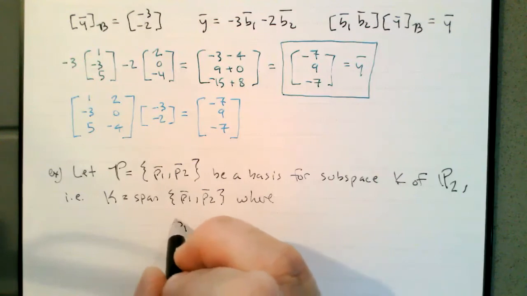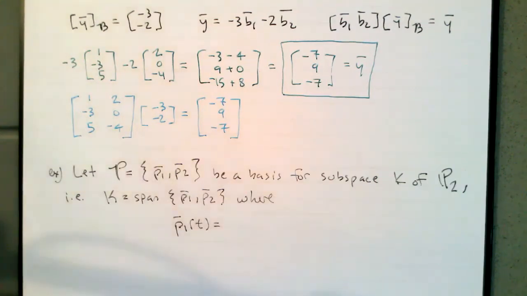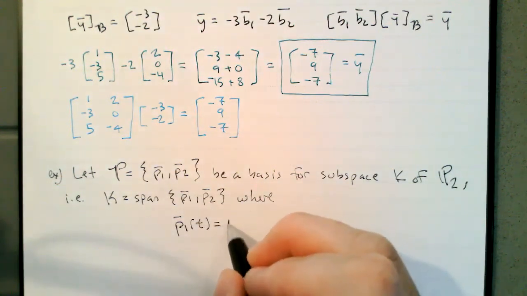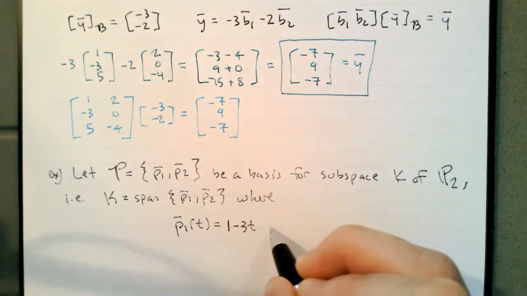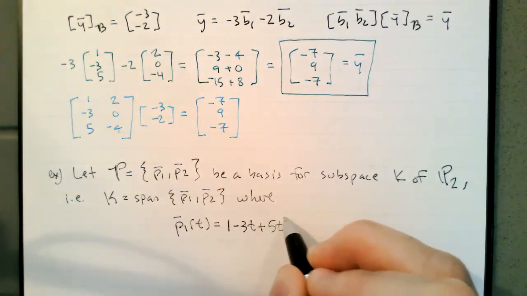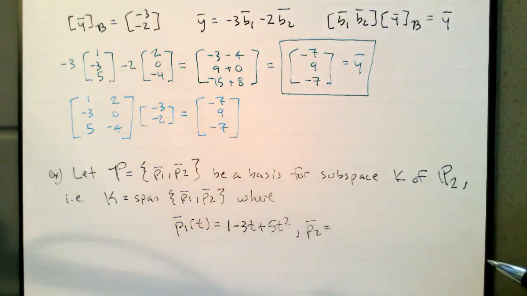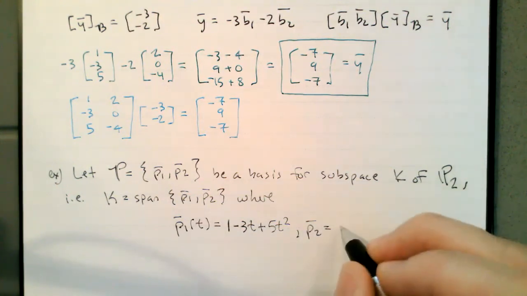And now I've got to tell you what P1 and P2 are. Since we're dealing with P2, we're now dealing with a polynomial space. Our vectors in P2 are polynomials of degree at most 2. So let's say P1 of t is, let me come up with something completely at random, 1 minus 3t plus 5t squared. And let's say P2 of t, another completely random polynomial with nothing to do with anything that we've done today, is 2 minus 4t squared.